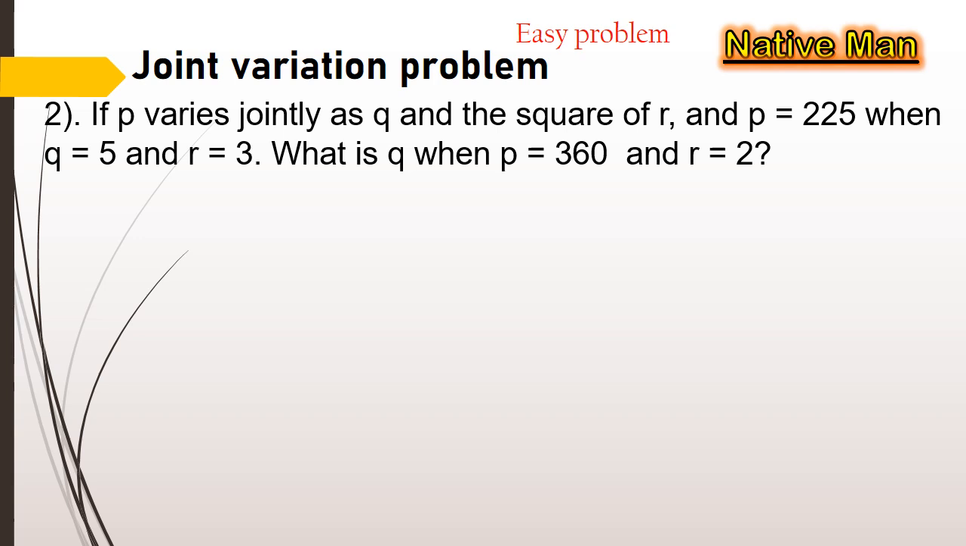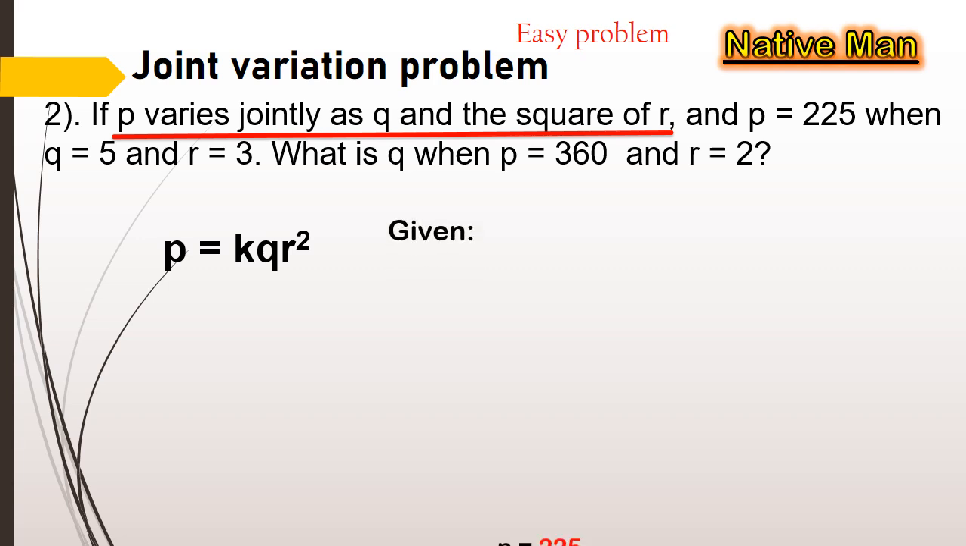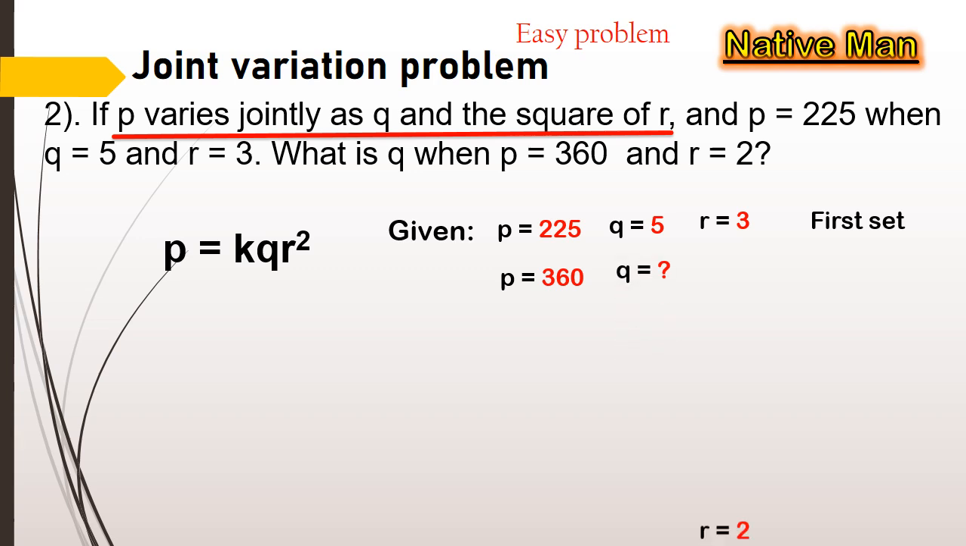Okay? So, may konting twist lang yung ating statement because of the words square of r. So, madali lang po yan. Pag sinranslate natin yan, r squared. So, if you're going to translate the statement, p varies jointly as q and the square of r, simply, p is equal to kqr squared. So, okay. Identify natin yung given. p is 225 when q is 5 and r is 3. Then, that is the first set. p is 360, q is unknown, and r is equal to 2 sa ating second set. Okay po.